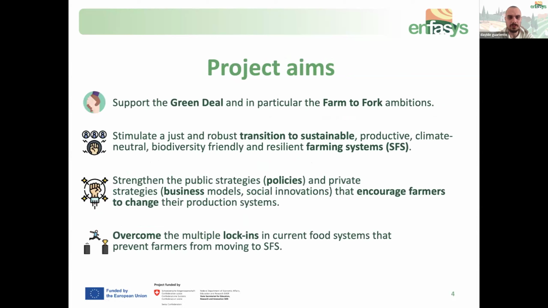ENFASYS? Well, the first one is to support the Green Deal, and in particular the Fund for Ambitions. It is to stimulate a just and robust transition to sustainable, productive, climate-neutral, biodiversity-friendly, and resilient farming systems. It is to strengthen the public strategies, so policies, and private strategies, the business models and the social innovations, to encourage farmers to change their production system, and to overcome the multiple lock-ins in the current food system that prevent farmers from moving to sustainable farming systems.